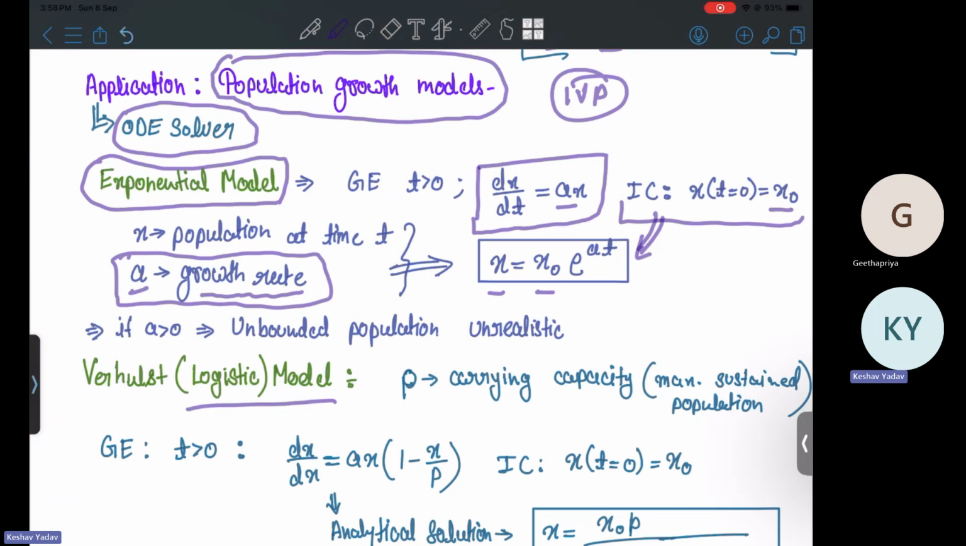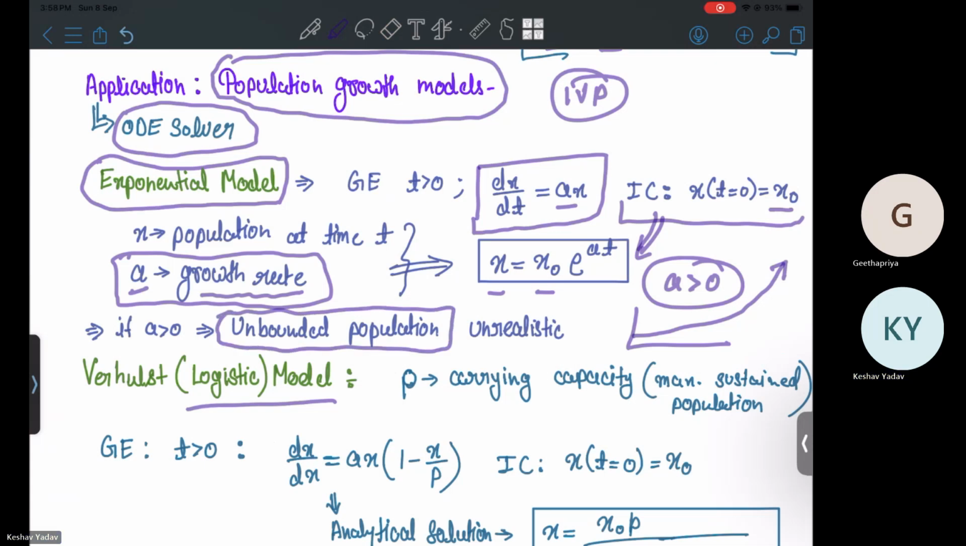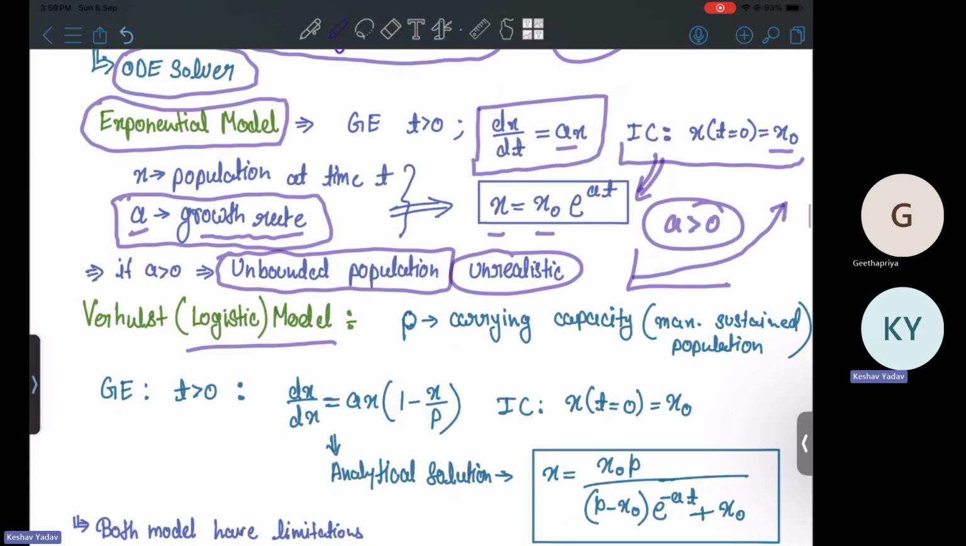So suppose a is positive, which means our population is increasing. If you plot this x at t = 0, it will come like that, some function like that. So it is going to infinity as time increases. Okay, so this is a kind of unbounded population. But population cannot be unbounded. There will be a bound on the population. There will be resource constraints and other criteria that will stabilize the population. So that's why this unbounded model is unrealistic.